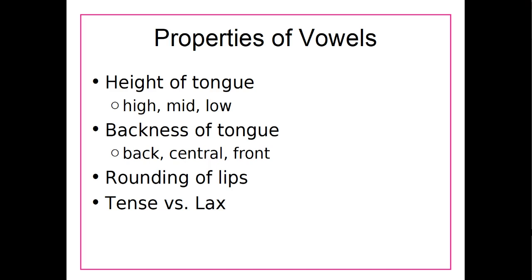Vowels can also be, to some extent, described by rounding of the lips. So if our lips are rounded when we say them, you can think of that as forming the letter O with your lips, and that would be rounding. So vowels can be rounded or unrounded. And then they're also described by tenseness or laxness. So a tense vowel would be one where the tongue and other muscles in the mouth are very tense, and a lax vowel would be where they are a bit more relaxed.